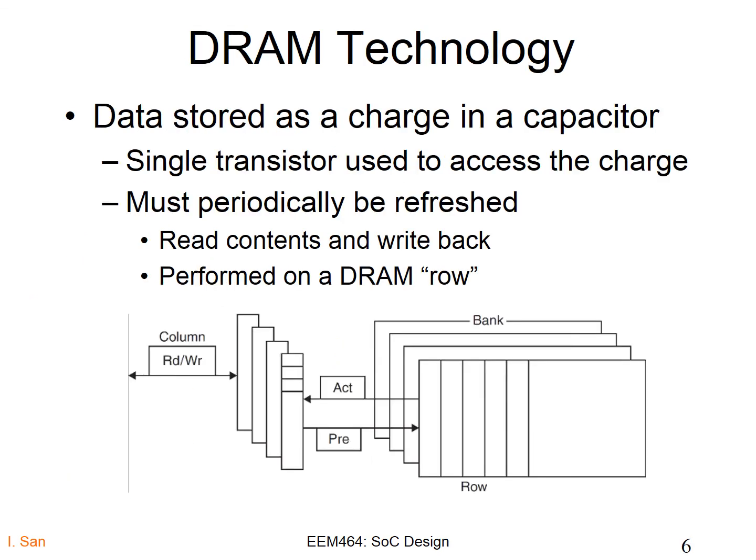We will continue with DRAM technology because it's important. Why? Because we are using DRAM memories as the main memory in most systems we design today. Data is stored as a charge in a capacitor in DRAM technology. A single transistor is used to access the charge. Not like SRAM, where we have 6 MOS transistors, in DRAM we have a single transistor used to access the charge. This charge is the information we are trying to access, but it must periodically be refreshed.